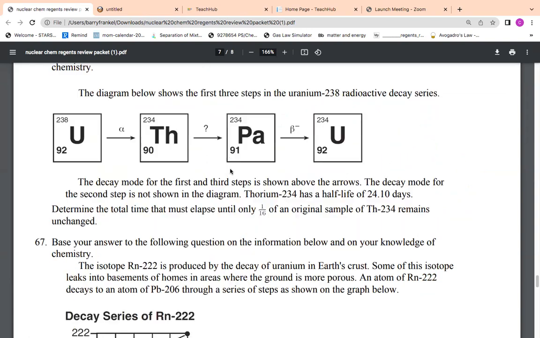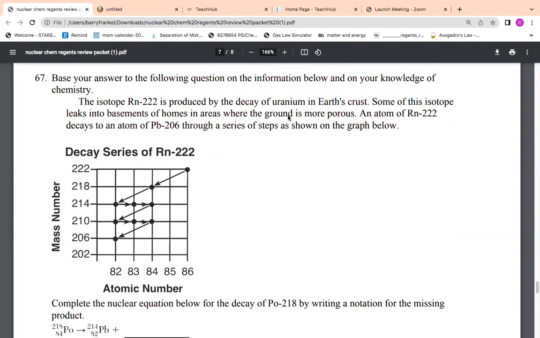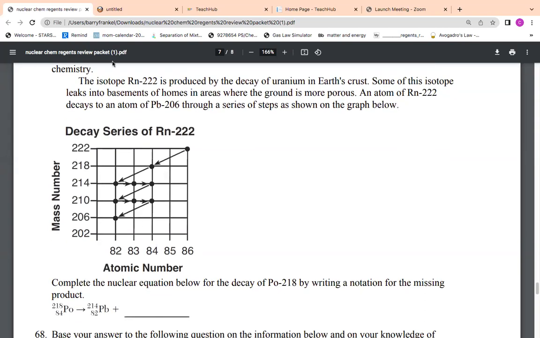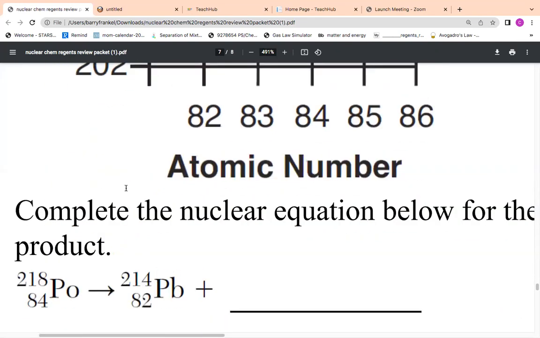All right, number 67. Base your answer to the following question on the info that they give you below. They give you all this information, and then they just ask you to do this. Again, make sure that you read the information anyways. Sometimes there is plenty of useful stuff in it. But for this one, this is all we need. We just need to write the nuclear equation.